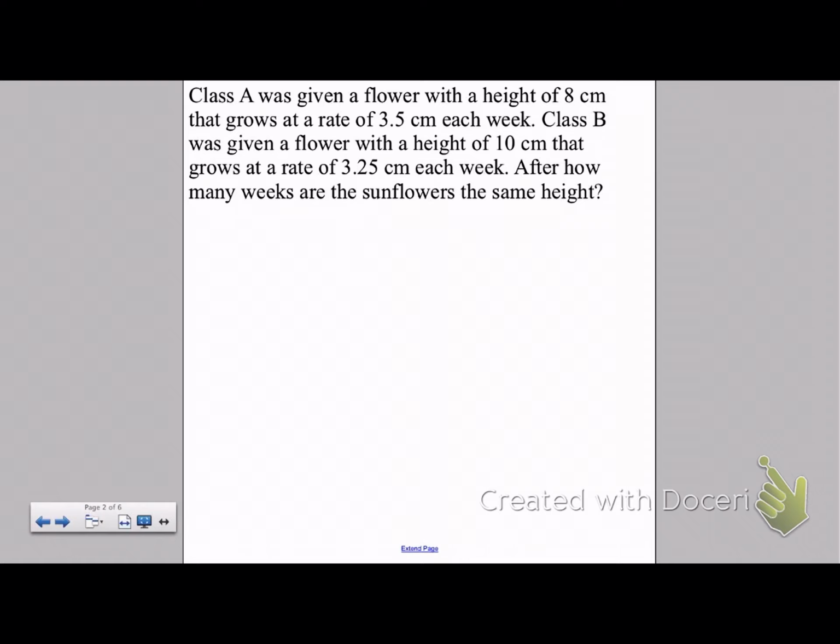The first thing I have to determine is what the question is asking me for. The question is asking me, after how many weeks are the sunflowers the same height? In math, the word same is important. In this situation, the word same means equal. So I need to know how many weeks they are going to be equal in height.